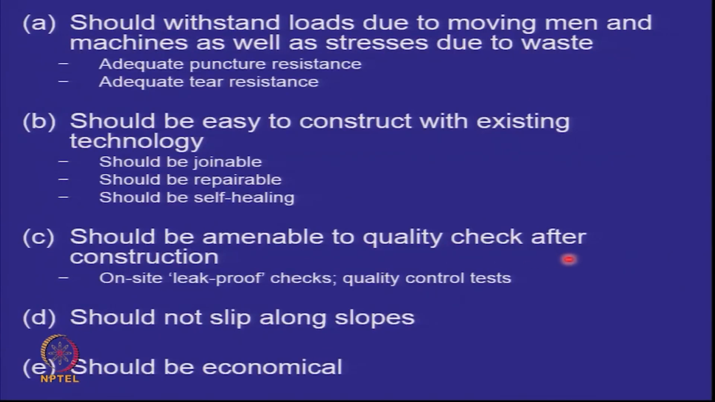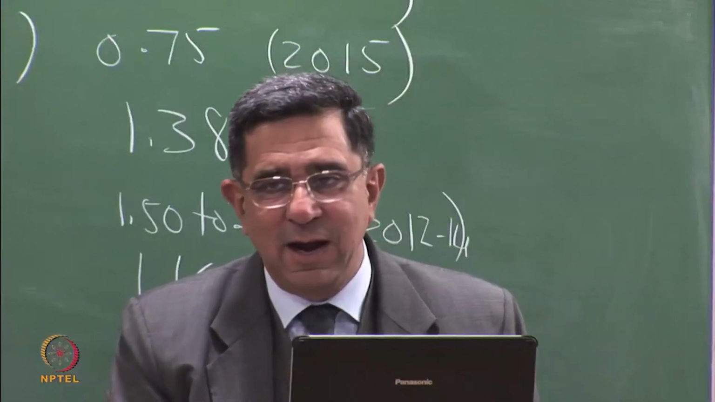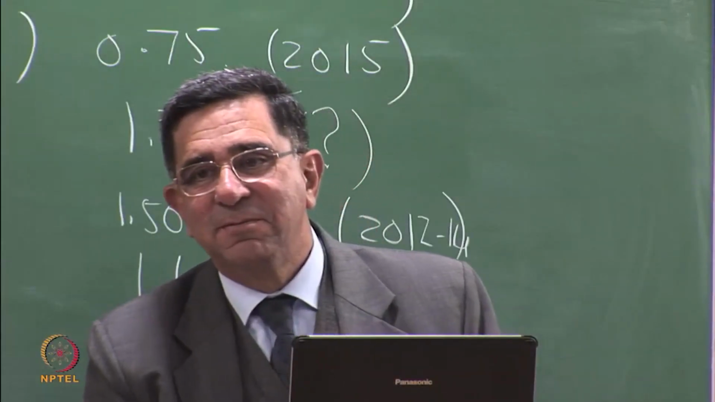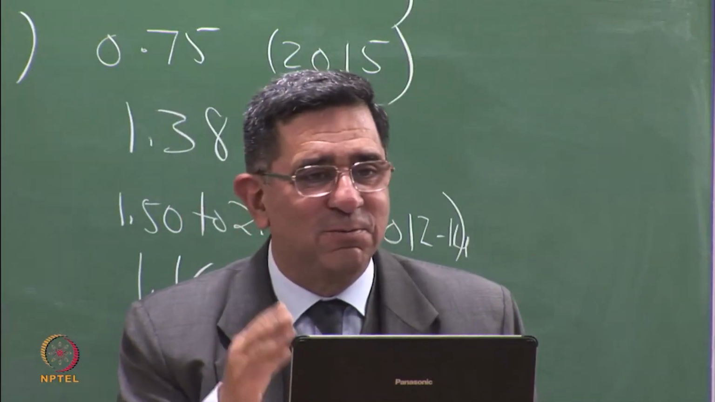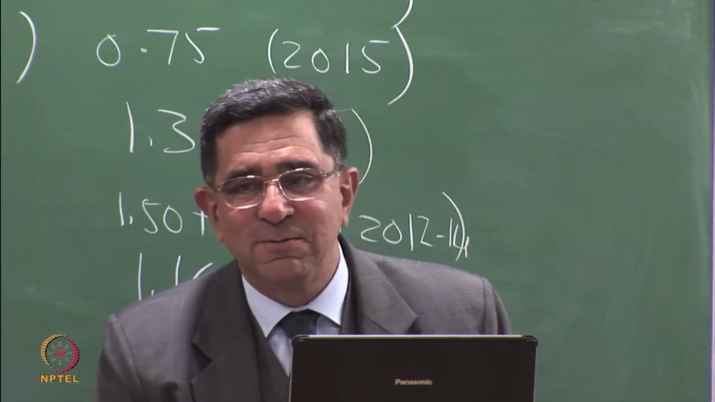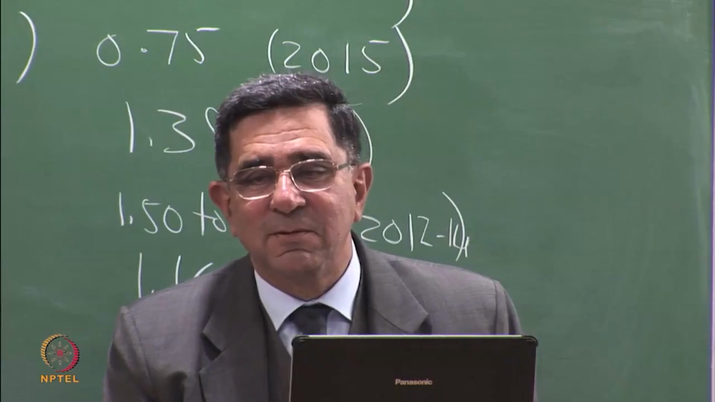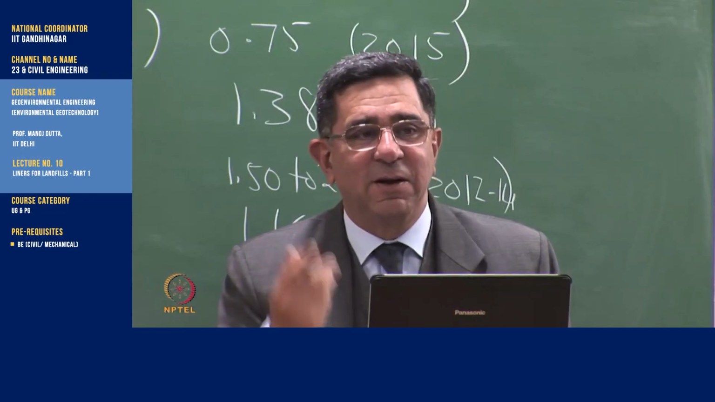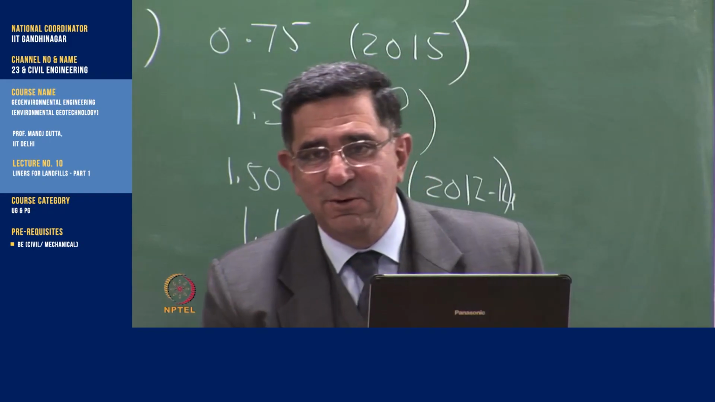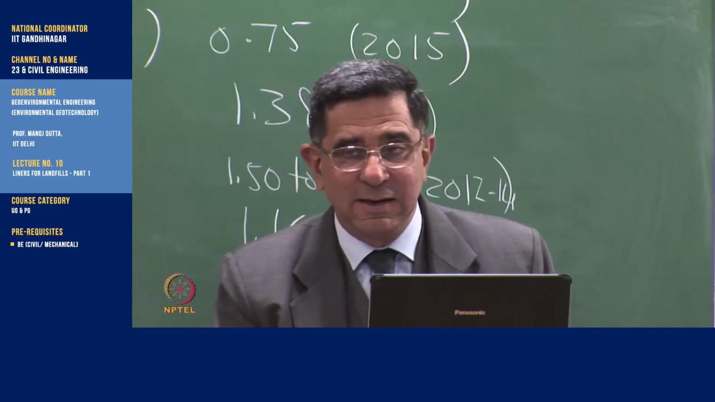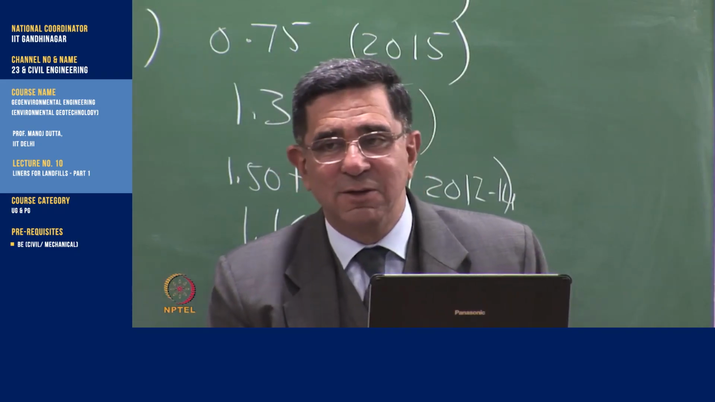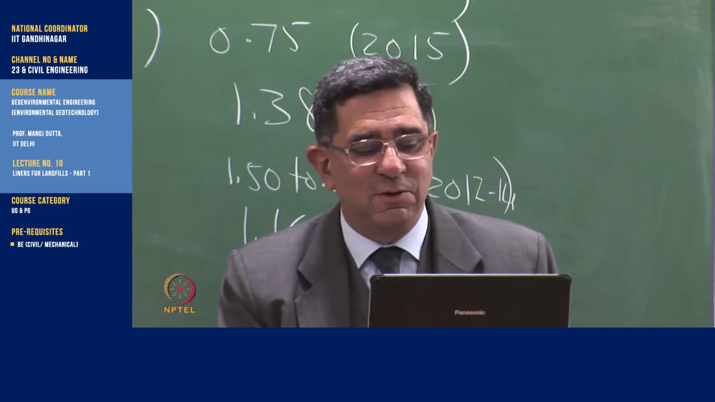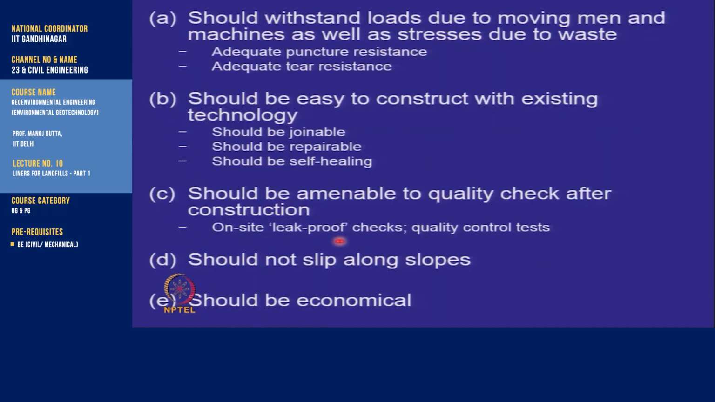It should be amenable to quality check after construction. You can always say, sir, I have made an impermeable barrier for you. I don't believe you. I want you to prove to me that it's leak proof. So if you have an overhead water tank, it's above the ground. If it leaks, you'll get to know. You'll fill it up with water. But if you have a liner below the ground, you can't go under the liner to check the leakage. So it should have on-site leak-proof checks, quality control tests.